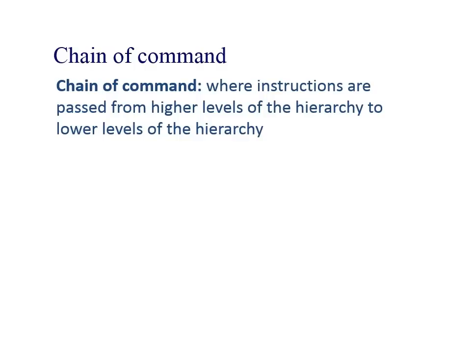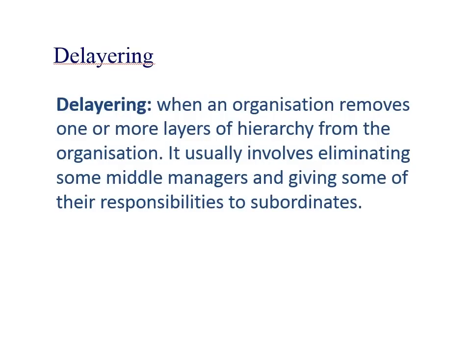So another term for you here, chain of command. This is just the instructions passed down from higher levels of the hierarchy to lower levels of the hierarchy. So you could say, who's my line manager and who is their line manager and who's their line manager? That's basically looking at the chain of command. And delayering, there has been a question on this before, so watch out for these. Delayering is when an organisation completely takes out a layer of the hierarchy.